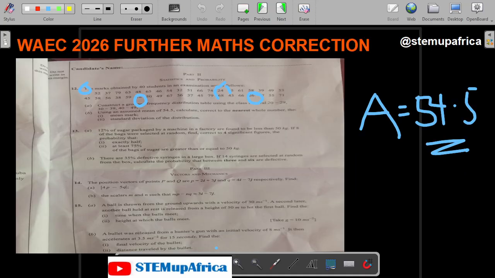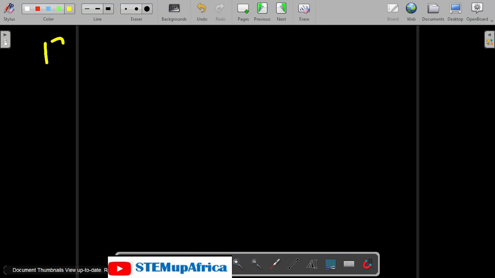Let's go back to 13B. You say there are 35% defective syringes in a large box. If 14 are selected at random from the box, find the probability that between 3 and 6 are defective. So say 35% of syringes are defective. So I'm going to have 13B.